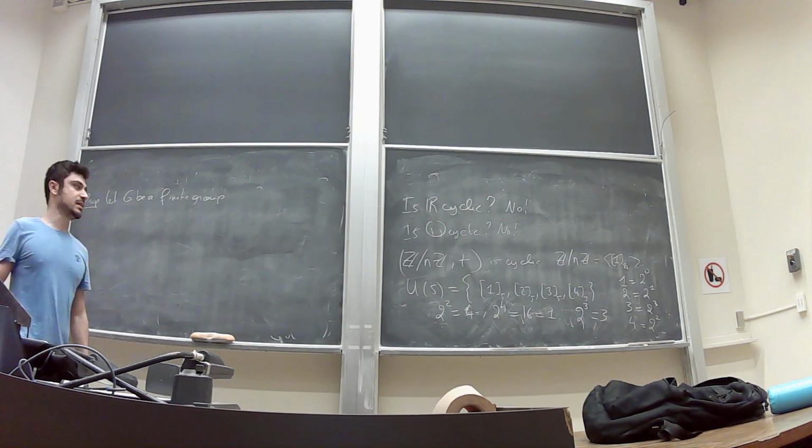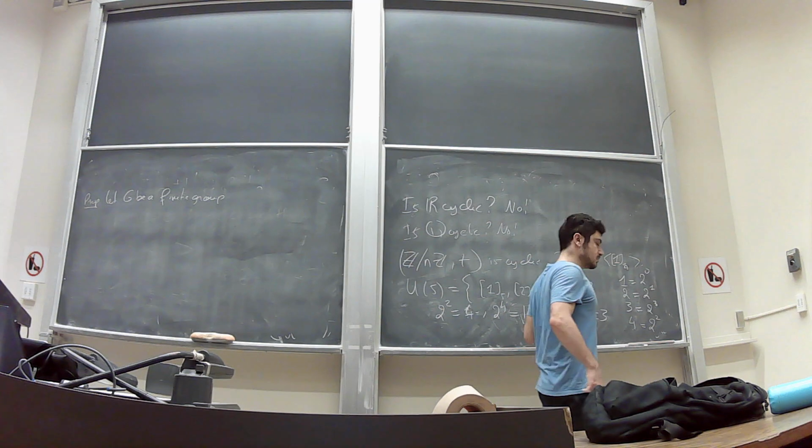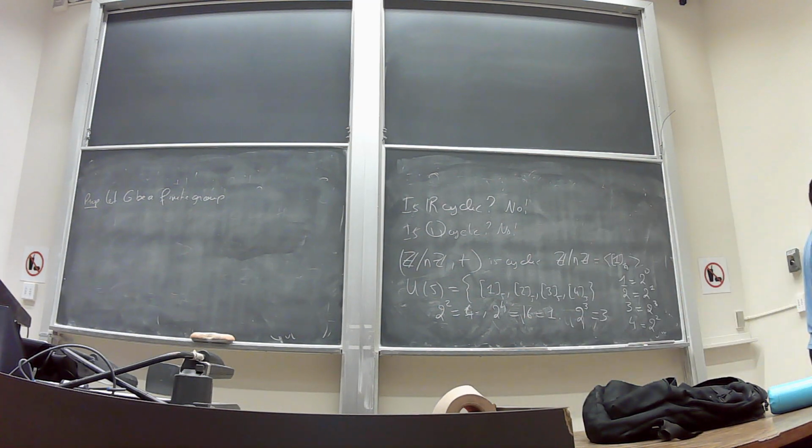What you need to do is find an element whose powers are all the other elements. 2 is such an element. What is 2 to the 0? It's the identity. 2 to the 1 is 2. 2 squared is 4. 2 cubed is 3. So you wrote all the elements of U5 as the powers of one element. Okay? Is that clear?